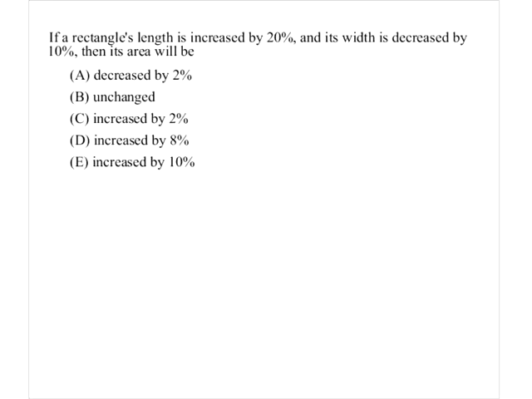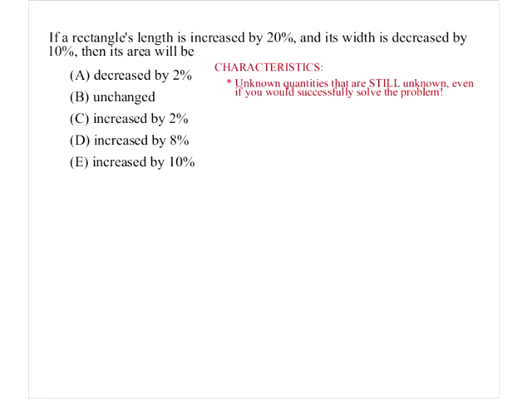Here are some characteristics that this problem has. This is different because the answers are not concrete numbers, so we're not going to be able to use the last method here. In this case, we've got unknown quantities that are still unknown, even if you successfully solve the problem. Like in this case, we don't know what these are. We have no idea what the rectangle's length is, and we have no idea what the rectangle's width is. And even if we solve the problem, we still don't know what they are. So, important now: even if we can solve the problem, we still don't know what these are.